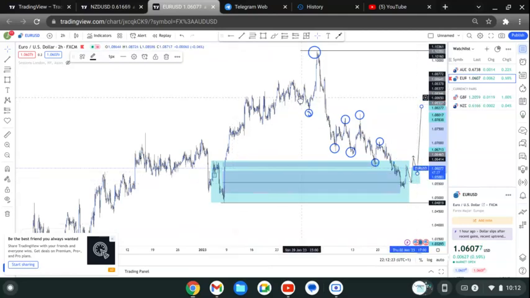So yeah, that is for Euro USD. Let's go straight to GBP USD.